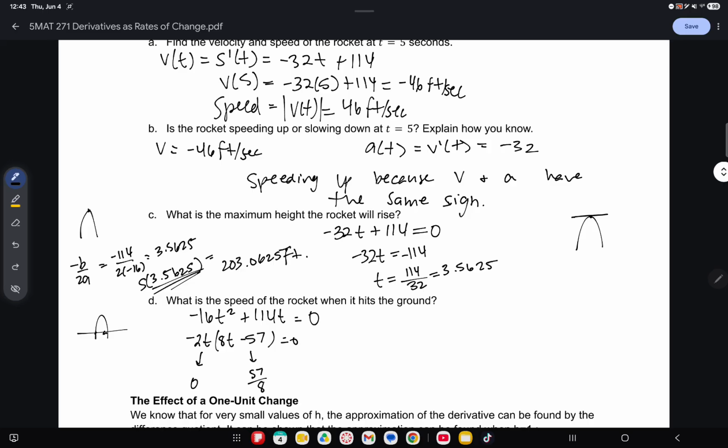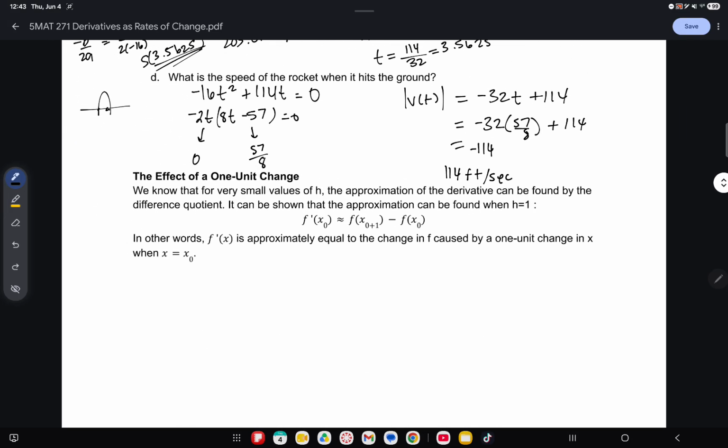So I want to find the speed. So it's the absolute value of velocity, right? So velocity was that negative 32t plus 114. So I know my time value is 57/8. And let's find what this is. So 57/8 times negative 32 plus 114 is going to give me a negative 114. But remember, speed is the absolute value. So 114 feet per second. Okay.